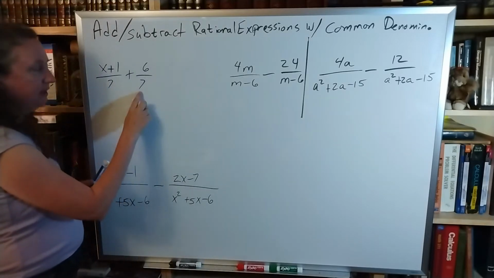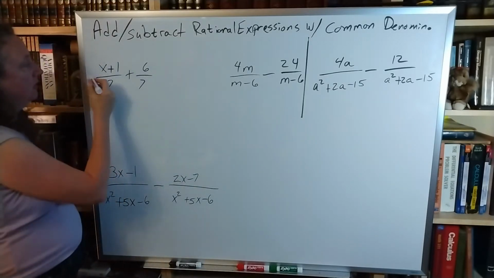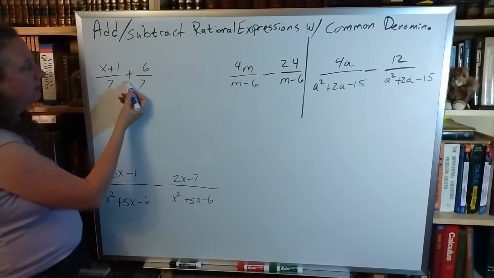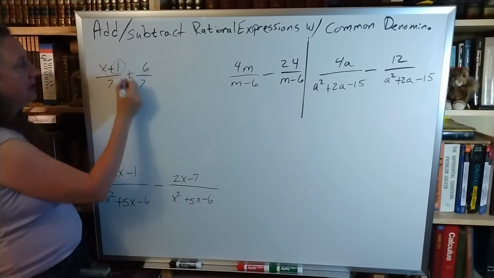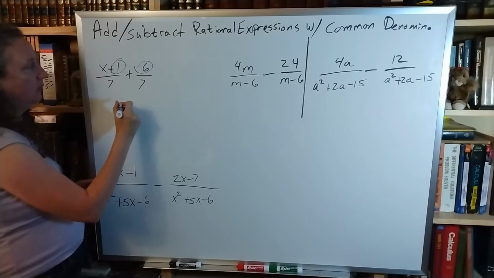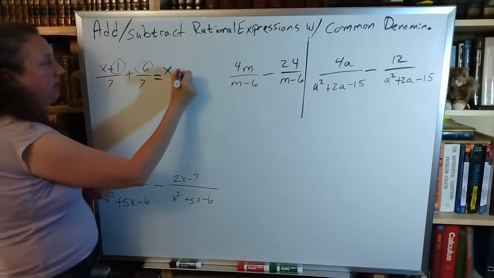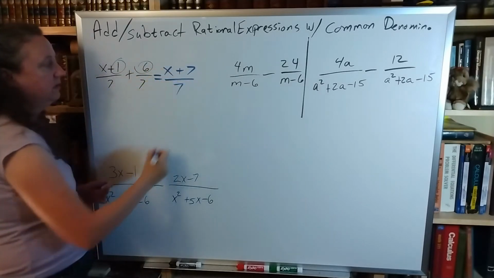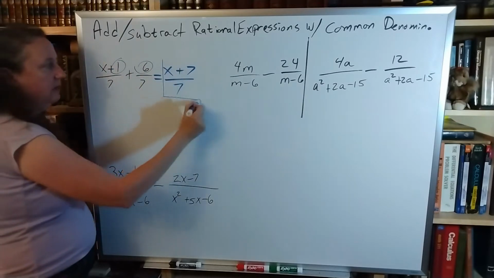So here I have a 7 and a 7, I'm good to go. So I'm taking my x plus 1 plus the 6. I'm going to combine my like terms. So I have x plus 7 over 7. And there is my answer.